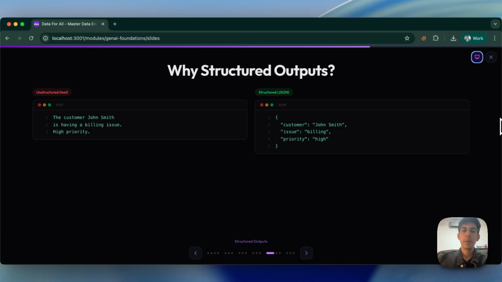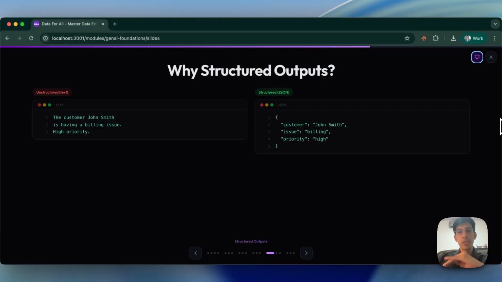Alright, here's a real problem you will hit when building applications. LLMs return plain text, just a big string of words. But in real software, you need structured data, things like JSON with labeled fields your code can read. If you ask an LLM to analyze a customer email, you don't want a paragraph.